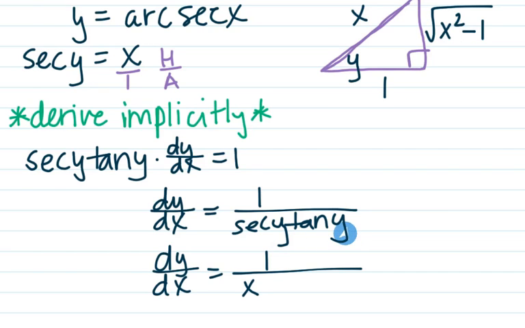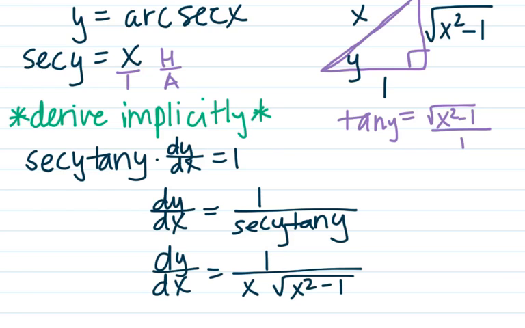the relationship of tangent. So tangent, if we remember, is going to be opposite over adjacent. That's what we're thinking here. So opposite the angle is this root of x squared minus 1, and adjacent is 1. So again, when we come plug this in, we drop that denominator since it's just a 1, and we're going to get times the radical of x squared minus 1.